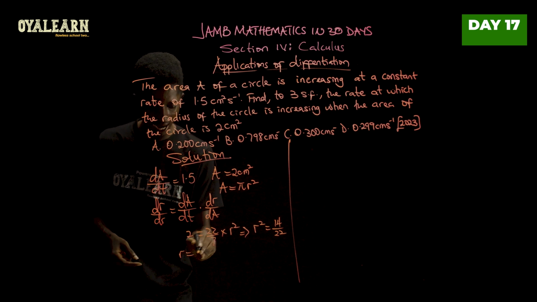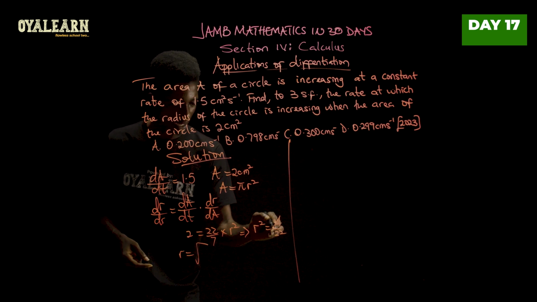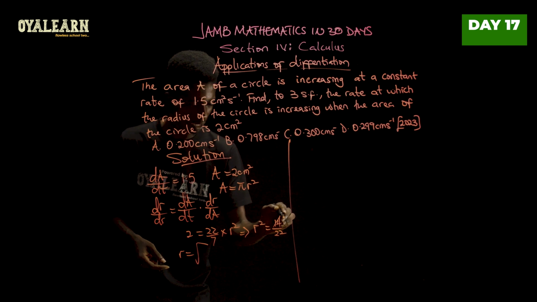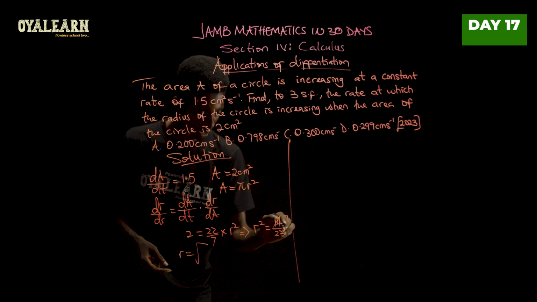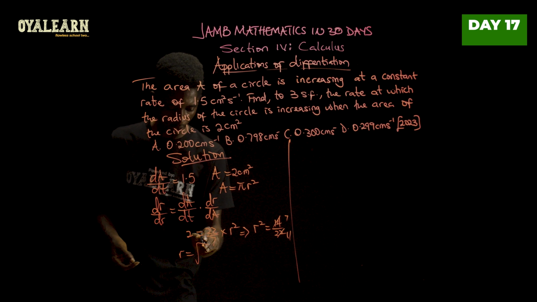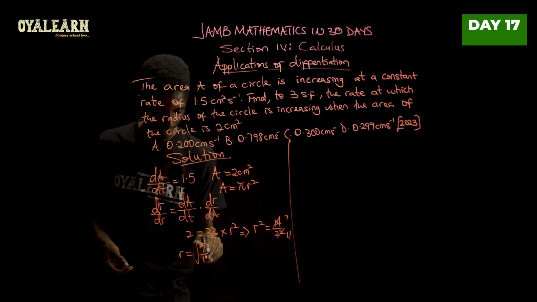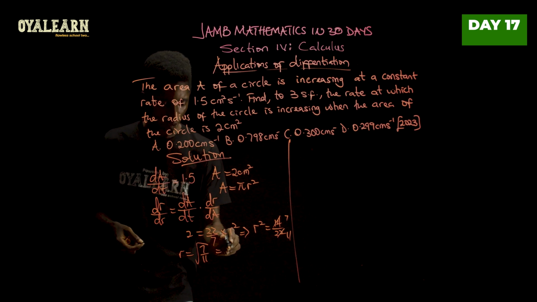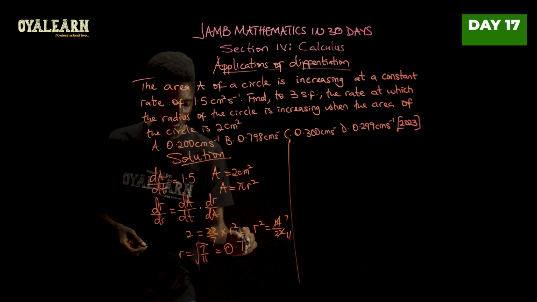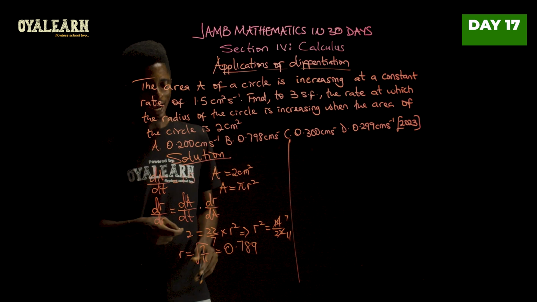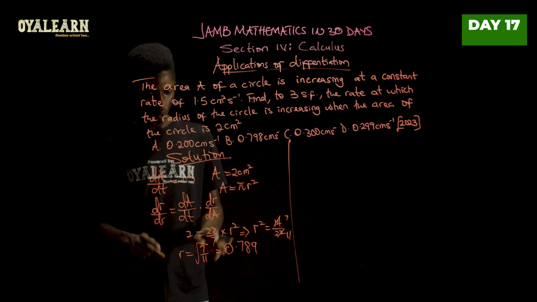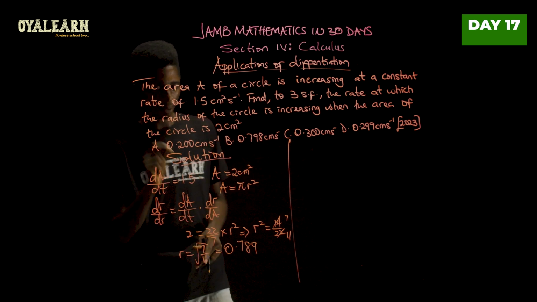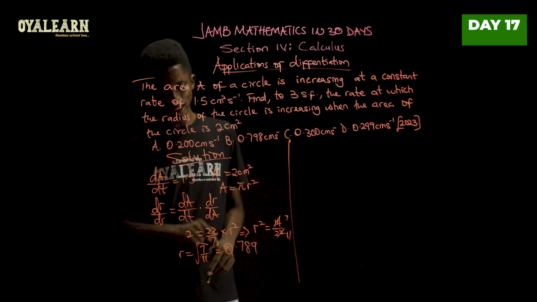So we can then say r is the square root of, of course, from here, 2 here is 7 and 2 here is 11. That's what can go. So we have the square root of 7/11. Now you have to punch your calculator for this, and this would give you 0.789 as the radius. We have a value for the radius, but we need the dr/dA.